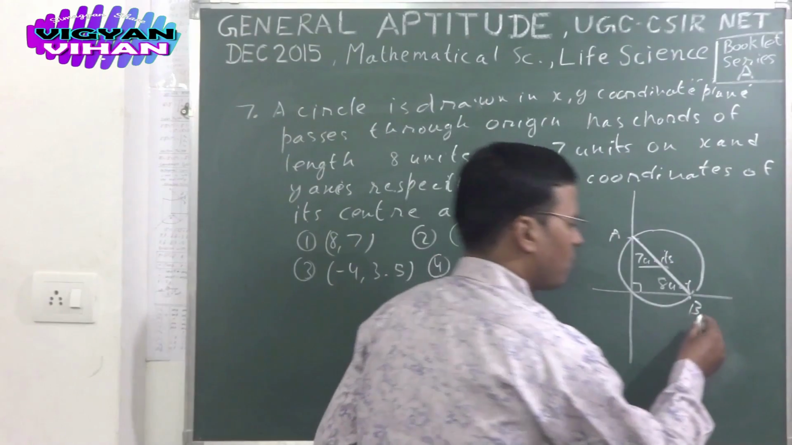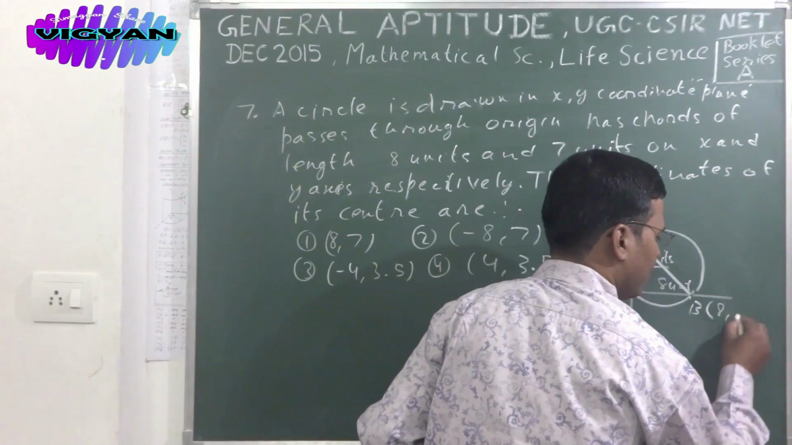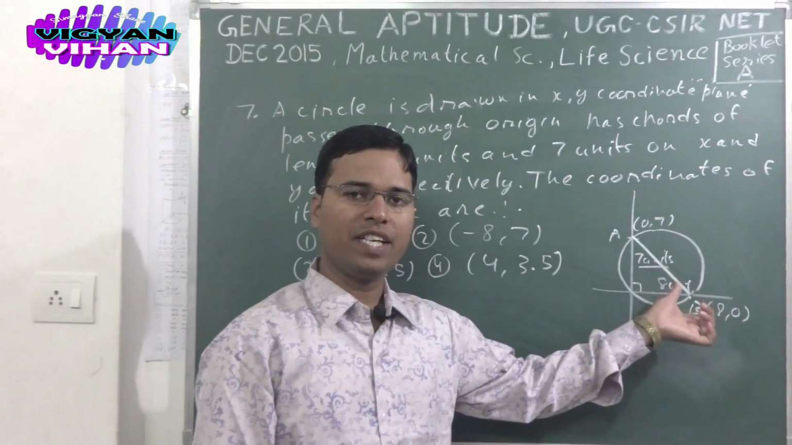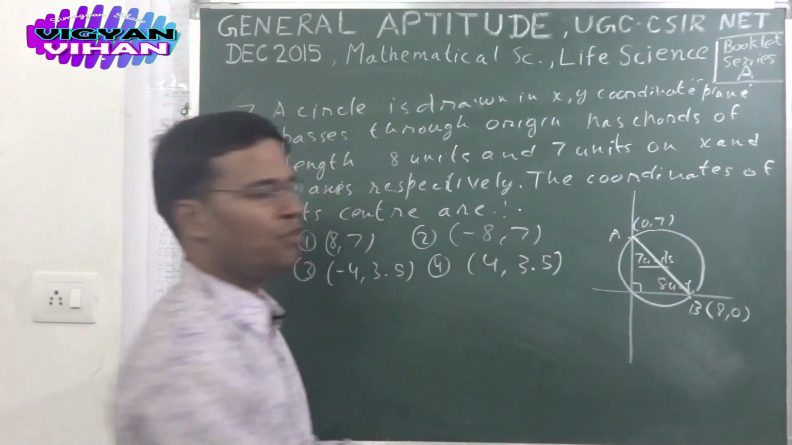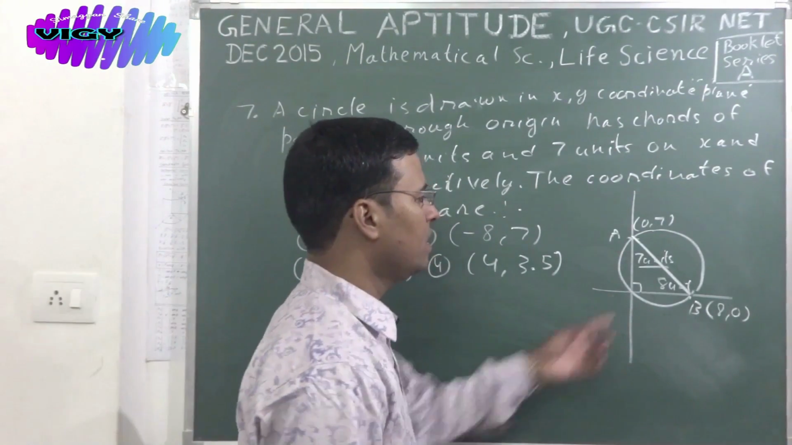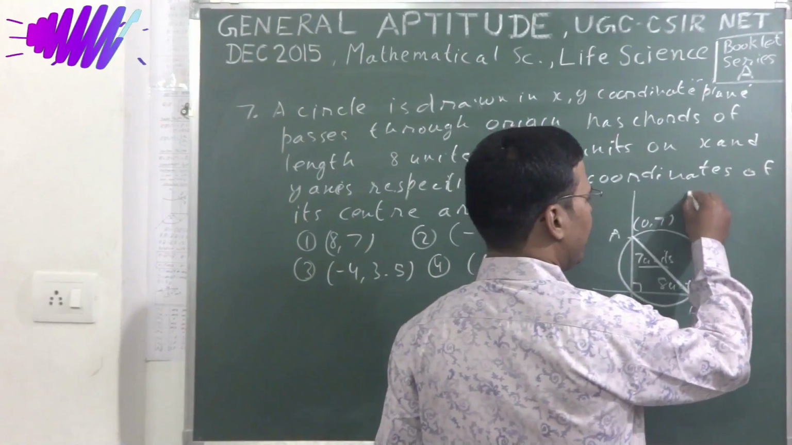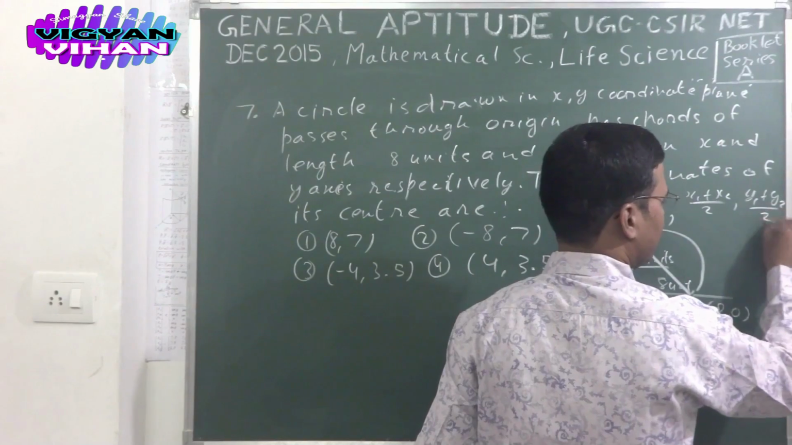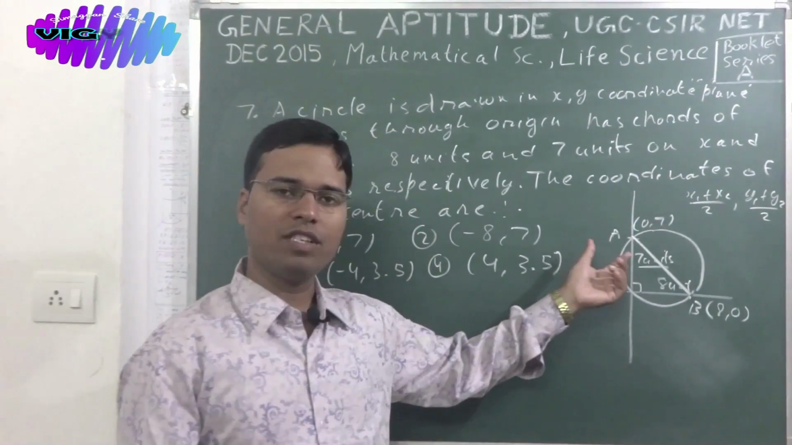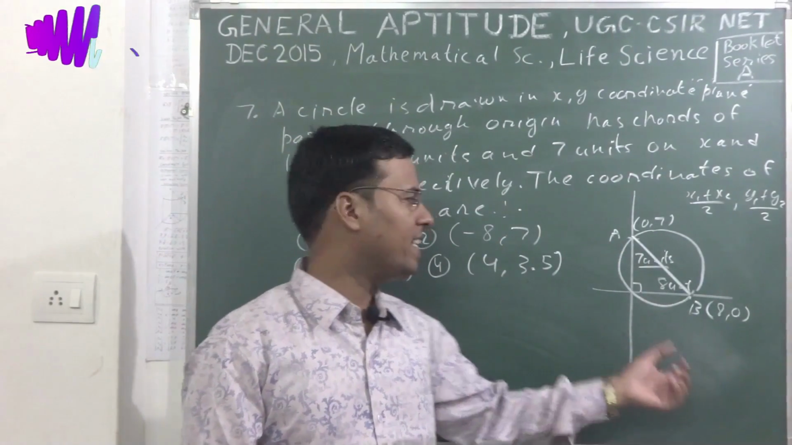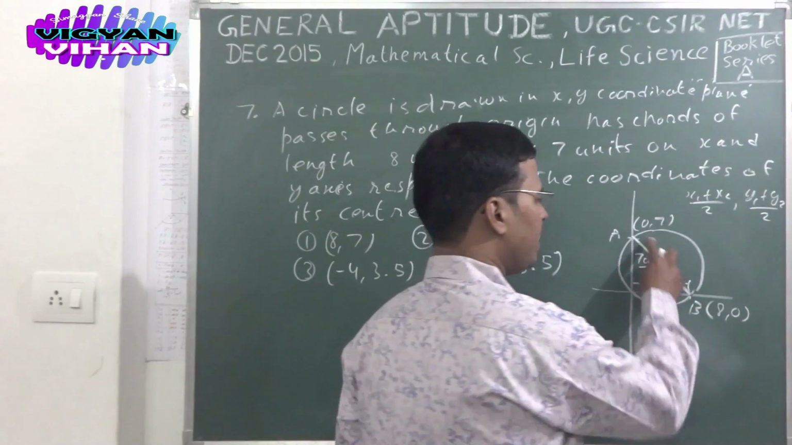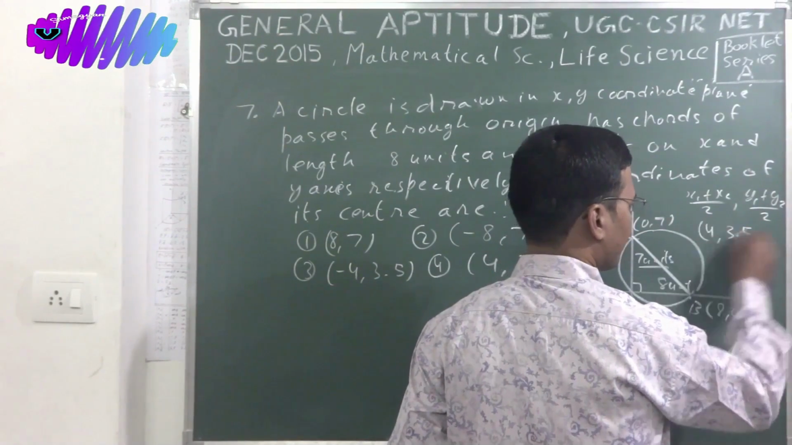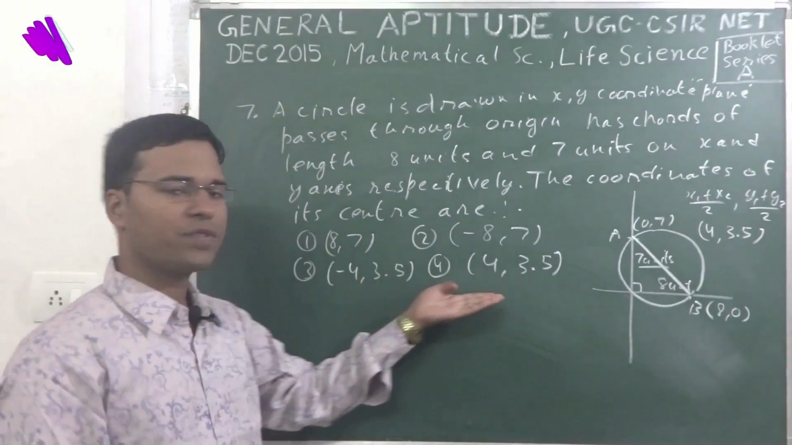So those points have coordinates: x coordinate 8, y coordinate 0; and here x coordinate 0, y coordinate 7. The midpoint of the diameter will be its center, which is to be determined according to the given problem. So the midpoint can be calculated as (x1 plus x2) by 2, (y1 plus y2) by 2. Here x1, y1 is the coordinate of A, x2, y2 is the coordinate of B. So we can calculate 0 plus 8 by 2, that is 4, and 7 plus 0 by 2, that will be 3.5. In this situation, we will get the answer option 4.